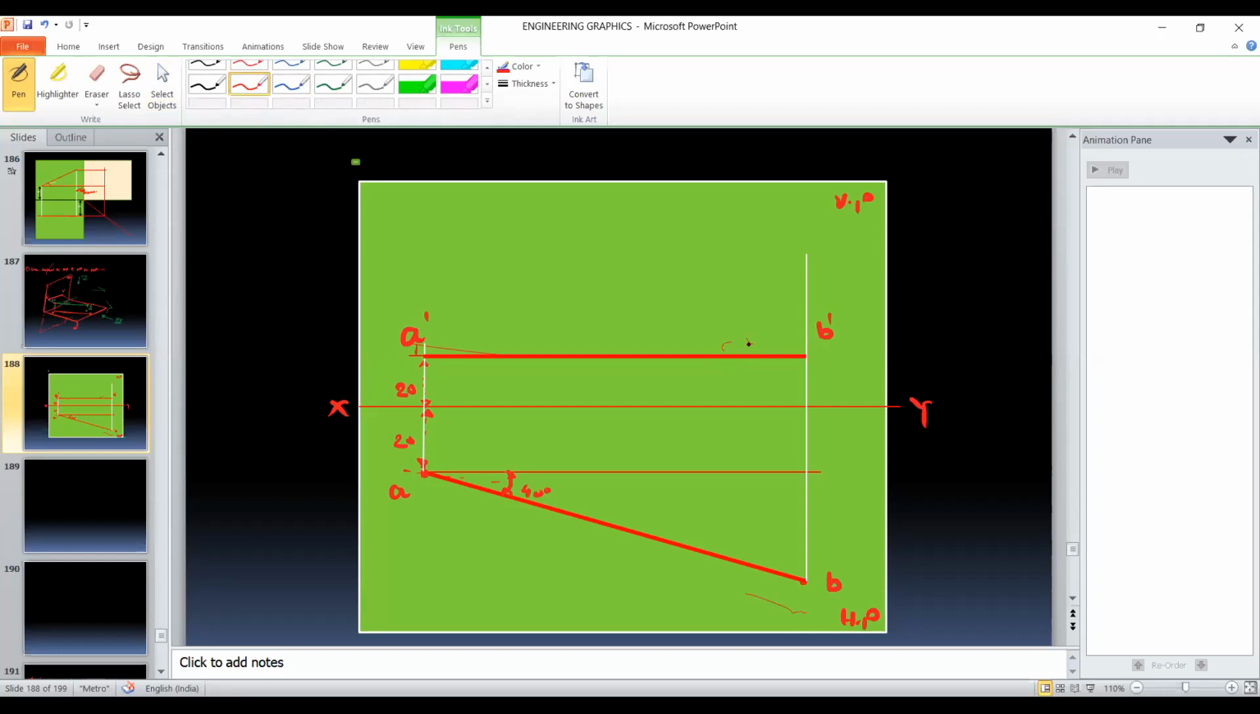In this way you can complete the front view and top view when the line is inclined to the vertical plane and it is parallel to the horizontal plane. In this case, in the top view we will obtain the true length, and in the front view it is the reduced length. This reduced length obtained in the front view is called the elevation.